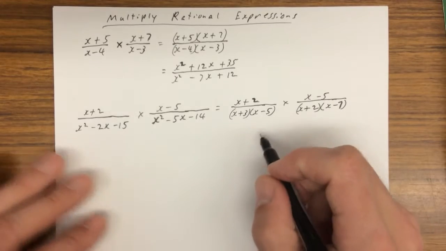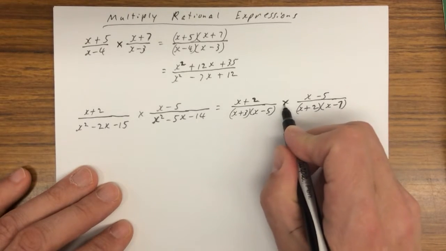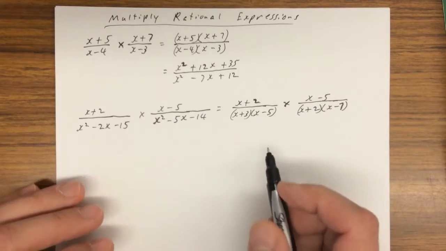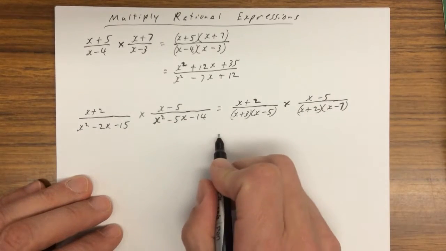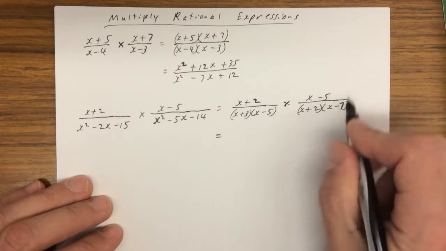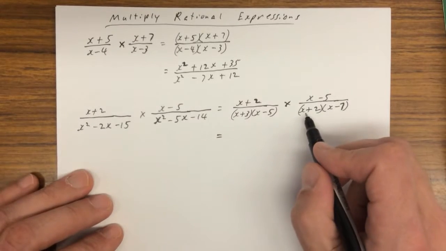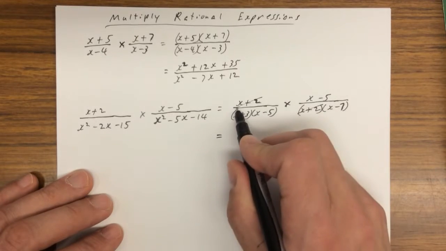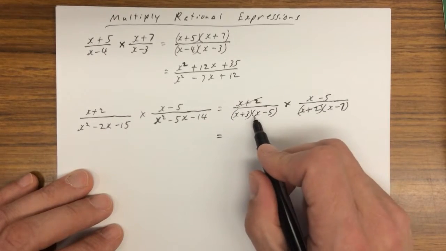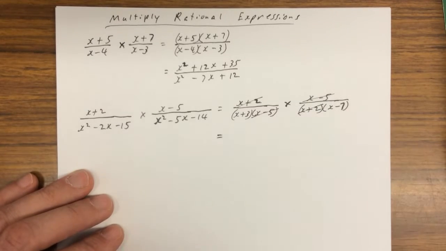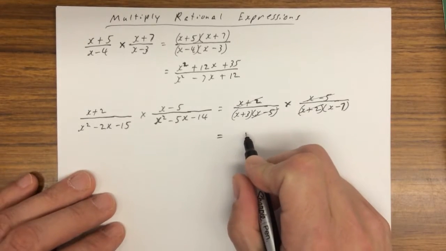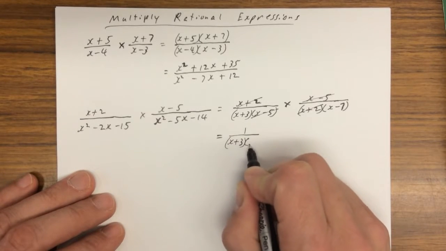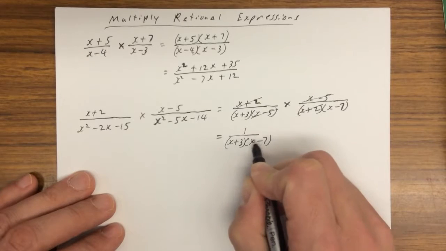Okay. Now we can see that if we multiply these together, it's just top times top, bottom times bottom. So it's like they're all written together in one statement with brackets around the top. So we notice that x plus 2 is a common factor now, and you can cancel that out. And x minus 5 is a common factor, and you can cancel that out. And then you're just left with 1 over x plus 3 times x minus 7.